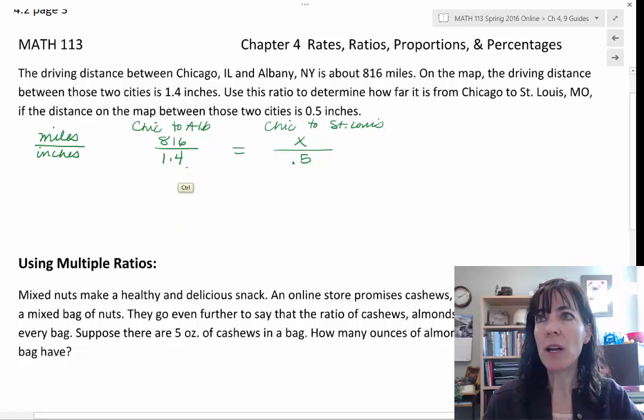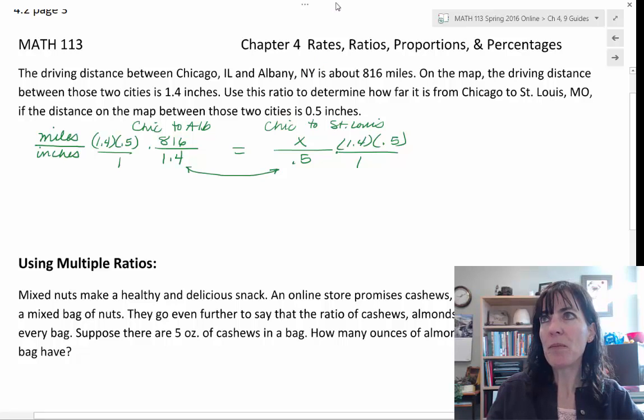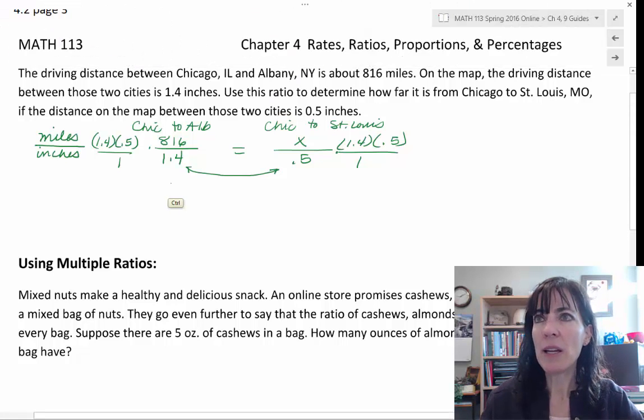Now I want to look at how I can simplify this, and it looks like if I multiply both sides by 1.4 times 0.5, that'll help me simplify. So I'll put that on the right, 1.4 times 0.5, and think of it as being over 1. Multiplying here, also multiplying here, 1.4 times 0.5, whole thing over 1. And on the left, the 1.4s are going to reduce. On the right, the 0.5s will reduce. And the next thing I want to do is write out what I have left.